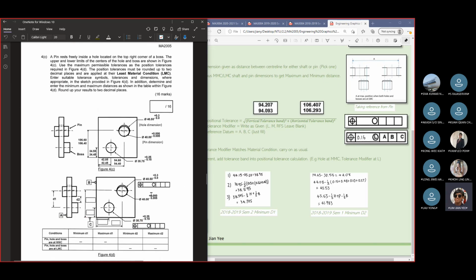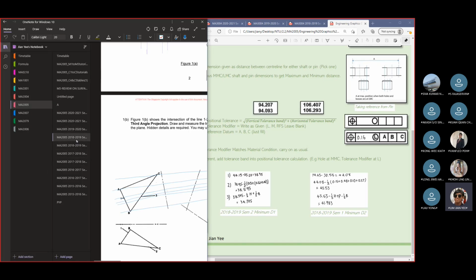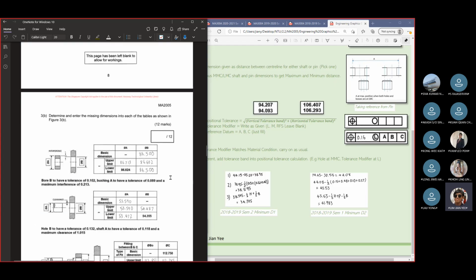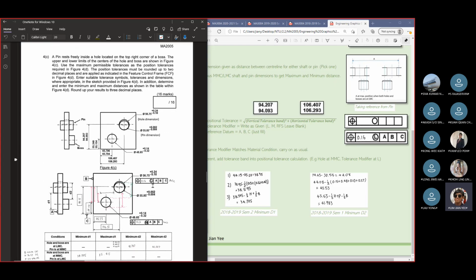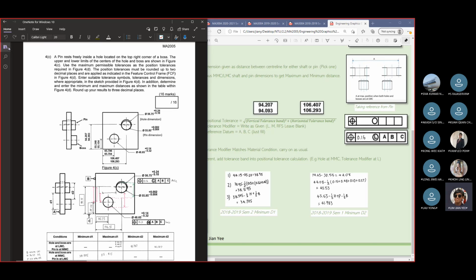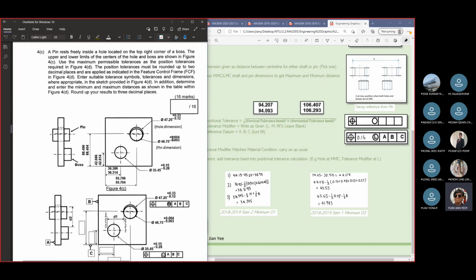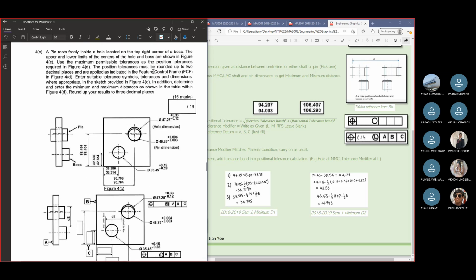The more recent papers don't have it. So for this, you see LMC, it'll be L and L for each of the circles. Then in the more recent years, he phased it out. Yeah, he filled it in. So M and L. Don't worry about feature control frame. It's just the letter in the circle. So the feature control frame for the top one is M. Feature control frame for the bottom one is L.